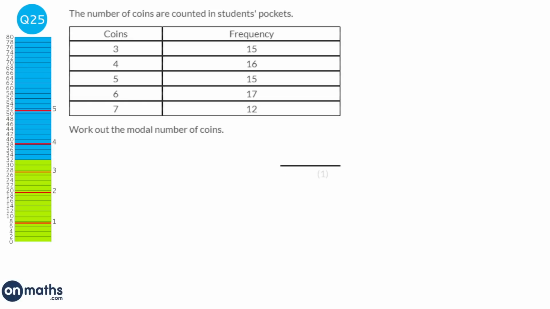Mode just means the most common or most frequent, and modal is exactly the same. It's just the most frequent amount of coins we're looking for. So the students who had 3 coins in their pockets came up 15 times. Students had 4 coins in their pocket, well, there were 16 of them. There were 15 students who had 5 coins, 17 students who had 6 coins, and 12 students who had 7 coins. So the most frequent amount of coins a student has in their pocket will be 6, because it happens 17 times, which is more than any other amount of coins.